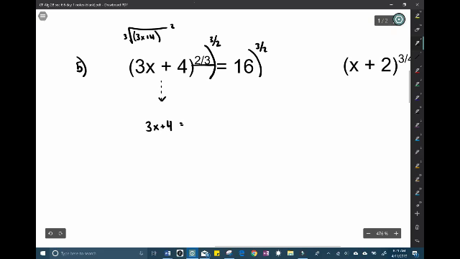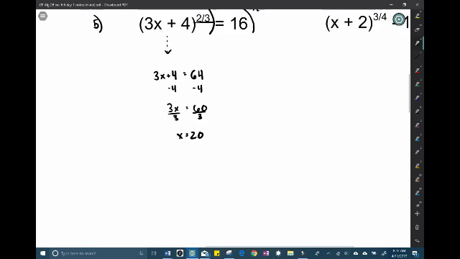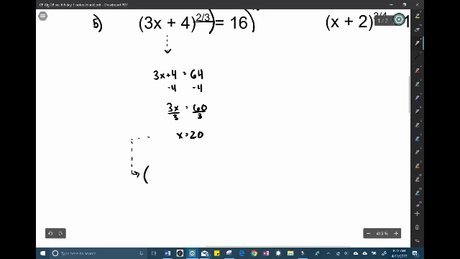If you type into your calculator 16 to the 3 halves, you get 64. From there, subtract 4. 60 is equal to 3x. Divide by 3. X is equal to 20. Again, gotta double check. Always gotta double check here. So we'll substitute that into the original equation. 3 times 20 plus 4, all raised to the 2/3. We're checking to see if that does equal 16.